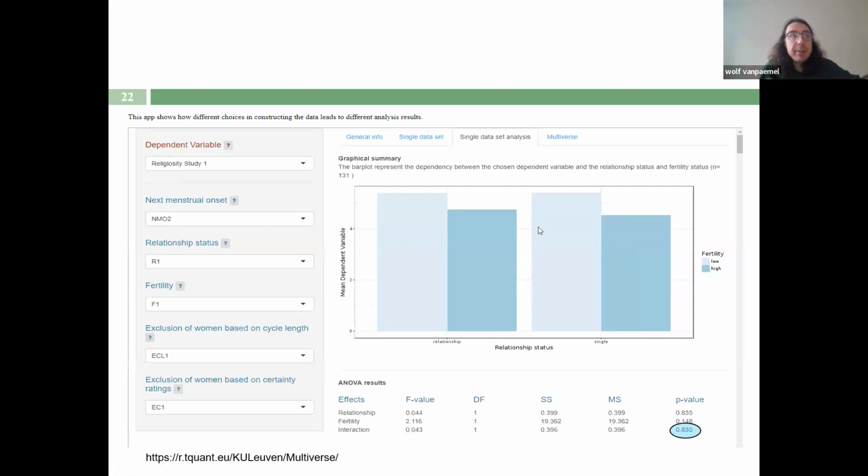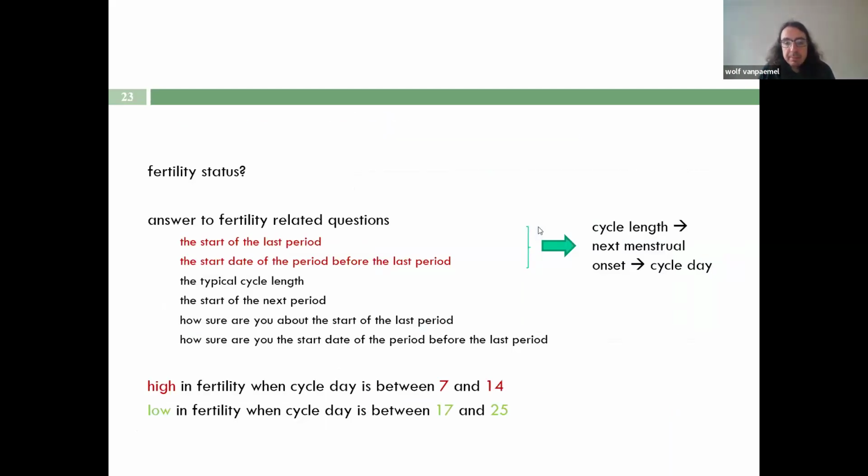And there is no good reason to prefer one choice over the other. So there is also no good reason to prefer one conclusion over the other. So what should we conclude? You don't know. It's even worse than that.